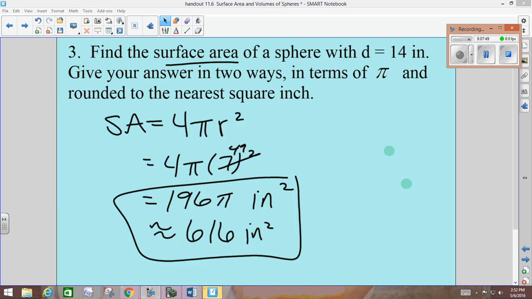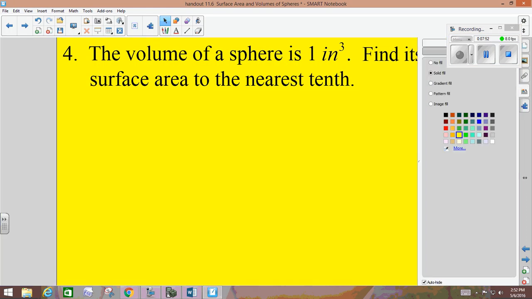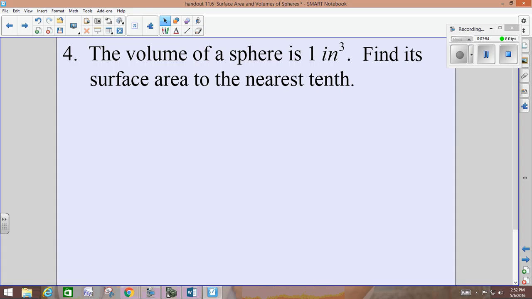Okay, here come the tricky ones. The volume of a sphere is 1 cubic inch. Find its surface area to the nearest tenth. Remember, volume is the number of cubes that can fit into something. So if I have 1 cubic inch, that's a cube, an inch by an inch by an inch. So take one of those little tiny boxes and then shave the corners off, and that's basically the size of our sphere. It's like a marble. Not a marble, excuse me, a bouncy ball. A regular size bouncy ball.